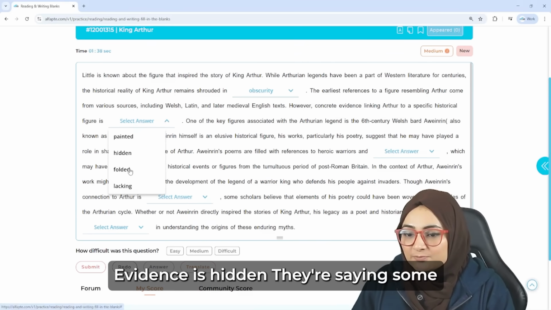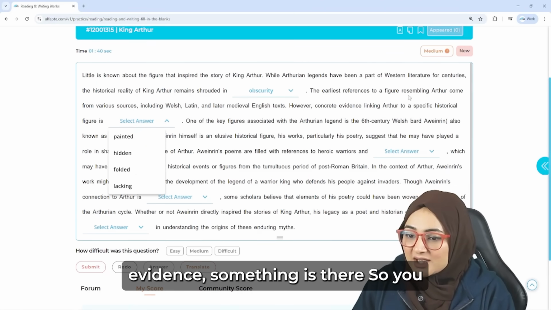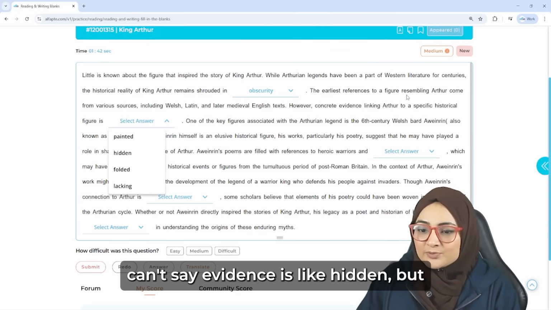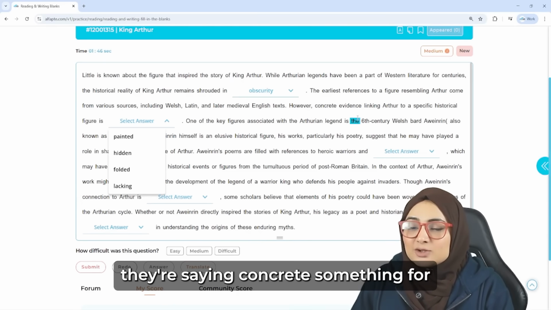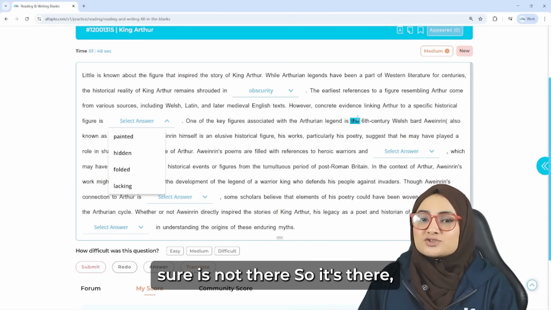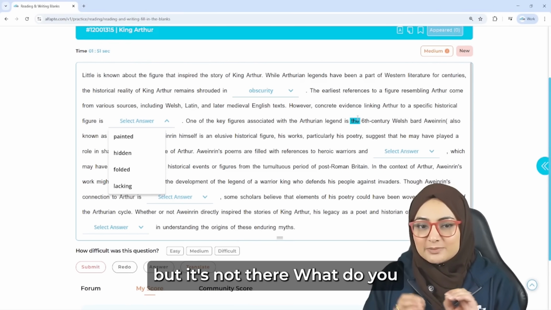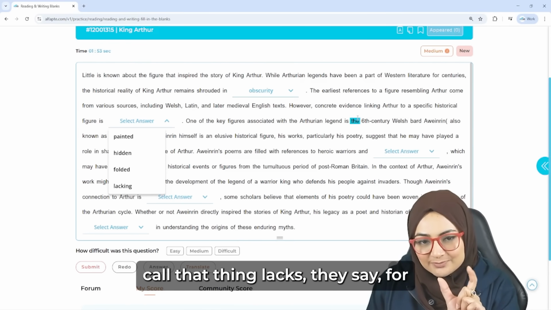Evidence is hidden. They are saying some evidence, something is there. So you can't say evidence is hidden, but they are saying concrete something for sure is not there. So it's there but it's not there. What do you call that thing?